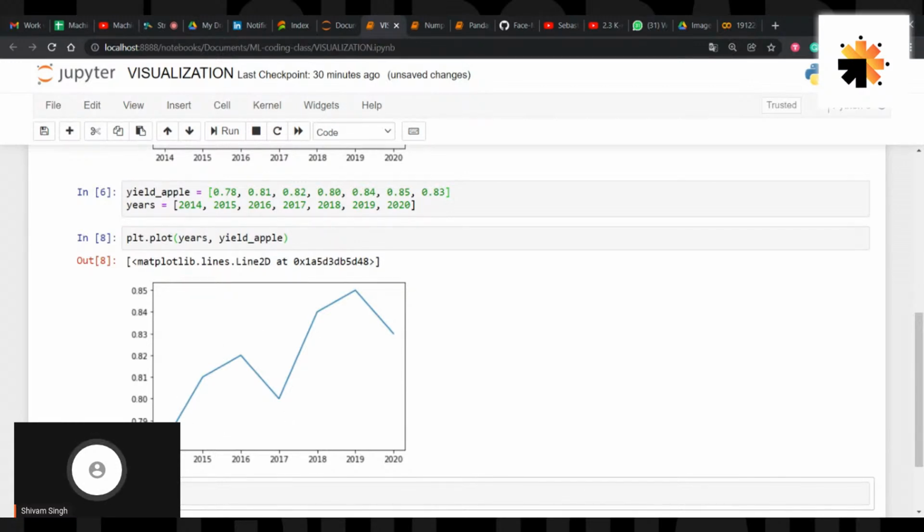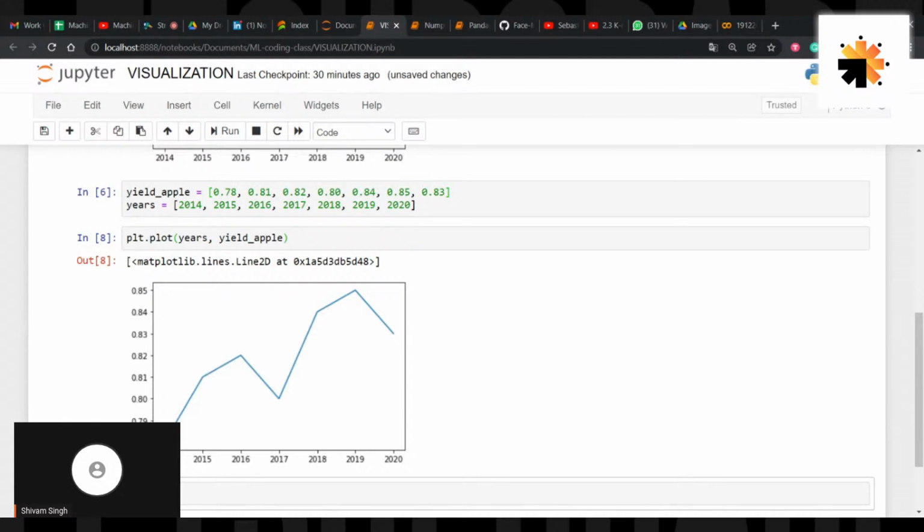So for consecutive two, three years, my graph is increasing. Then maybe some kind of change happens, or any kind of disaster may happen, and because of that in that particular year I have less yield. Then again after that the graph goes on increasing, and then in the last year maybe because of covid or something, the graph goes down again a very little bit. So this kind of decision I can make.